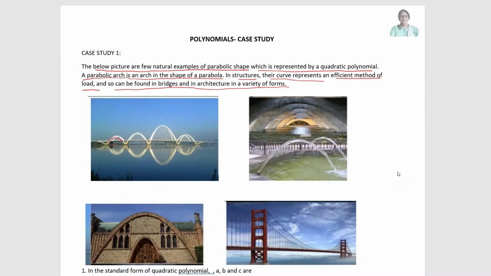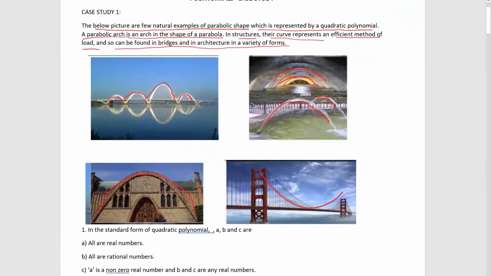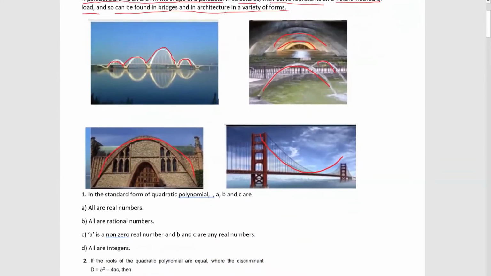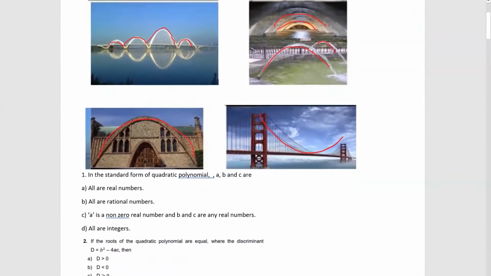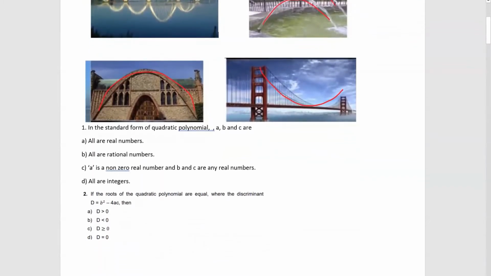You can observe these are the parabolic shape. Here also you're getting parabolic shape. These are the parabolic shape. This is also a parabolic shape. So now some questions. What you have read in quadratic polynomial, these questions are based on quadratic polynomial.